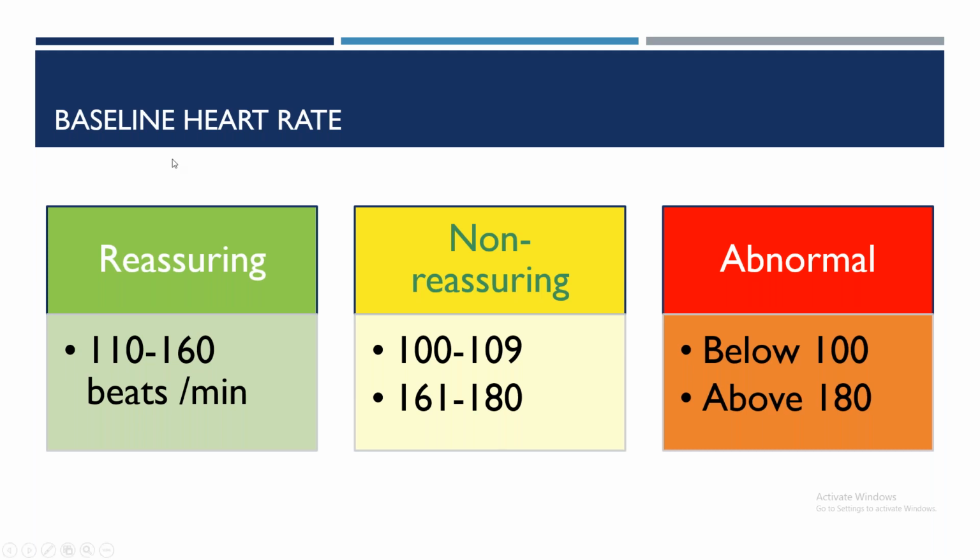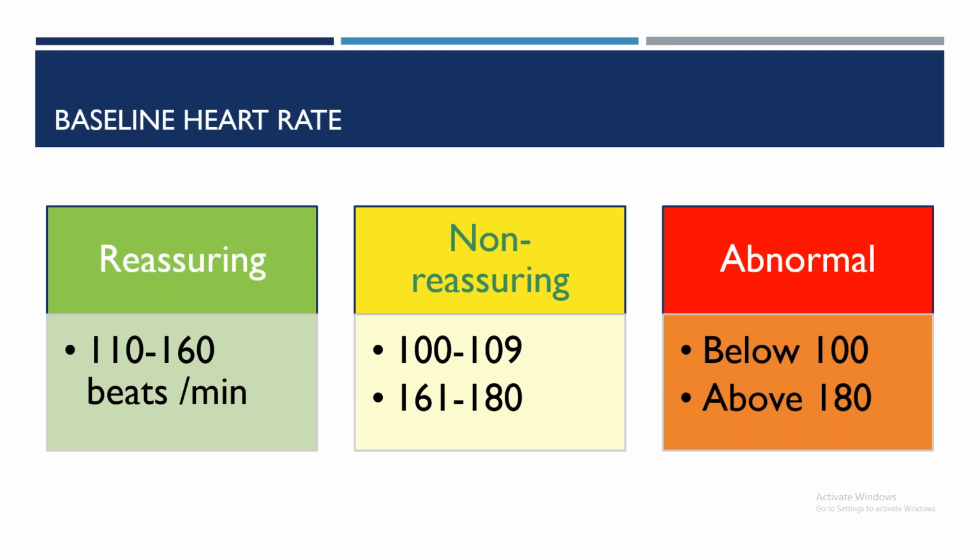So reassuring for baseline fetal rate, it is the easiest part, that is 110 to 160. Everyone knows that. Now abnormal means whether it is below 100 or above 180, it becomes abnormal. In between these two becomes the non-reassuring part. So always remember the reassuring and abnormal ones, so that for non-reassuring there is no need to remember. So the non-reassuring will be 100 to 109 and 161 to 180. Okay, so this is regarding the baseline heart rate.